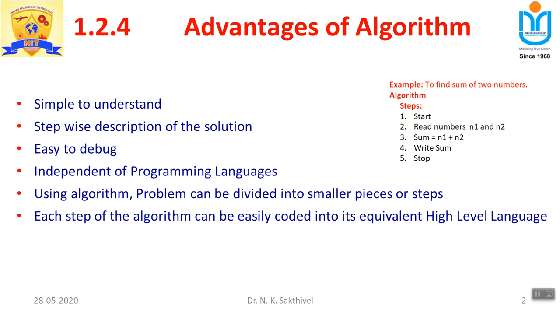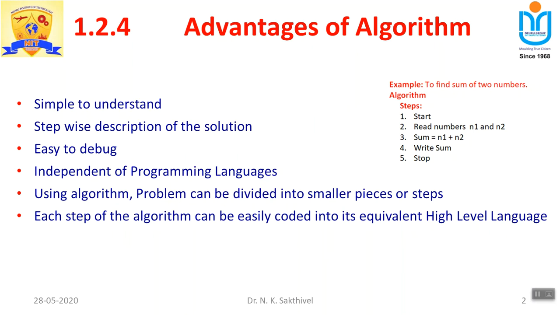And the next one is that the problem can be divided into smaller pieces or steps. For example, this one has 5 steps. The problem is that I want to add numbers and get a solution. Straight away, within a single line, we cannot achieve that. That's the reason why we start, get the numbers N1 and N2, then calculate the sum, then print. Like this, using an algorithm, problems can be divided into small pieces for better understanding, better implementation, and to achieve the best solution.